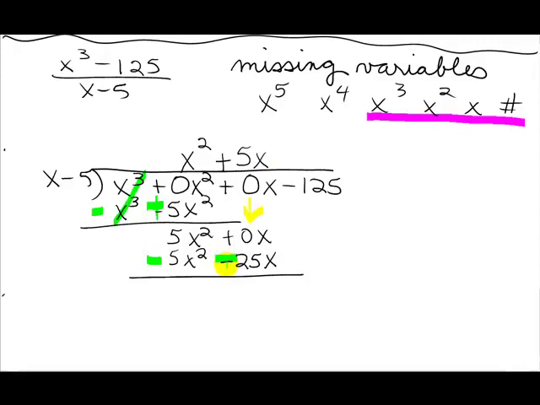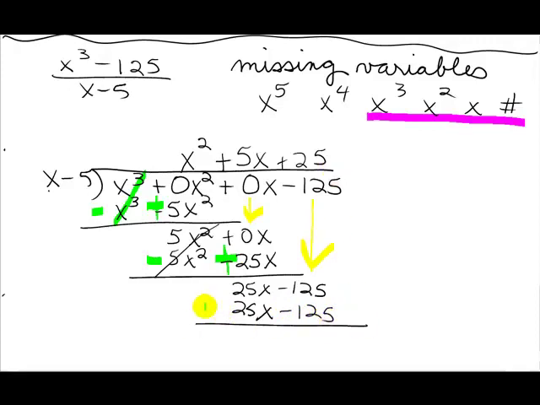Here I've got 2 negatives, so again this is going to become a positive. This cancels. This is 25x. Bring down the negative 125. Repeat. What do I multiply times x to get 25x? It's plus 25. Multiply 25 times x and 25 times negative 5. Come through, do your subtraction. This cancels. This becomes a positive, and I'm left with a remainder of 0.